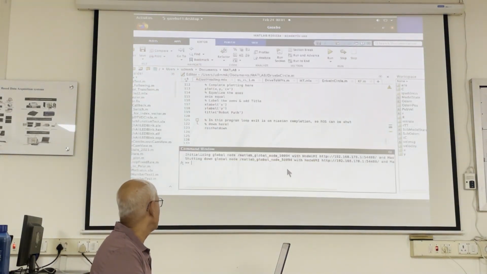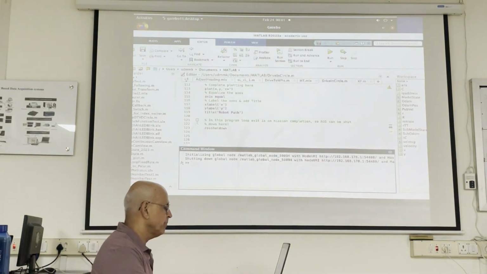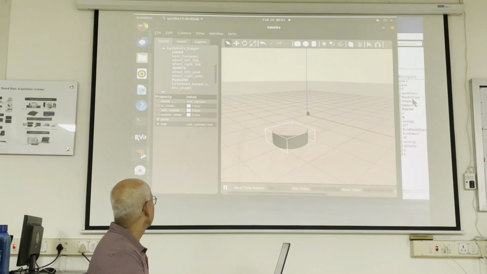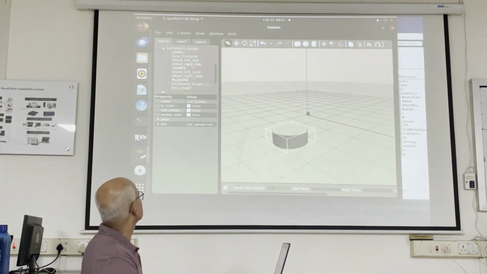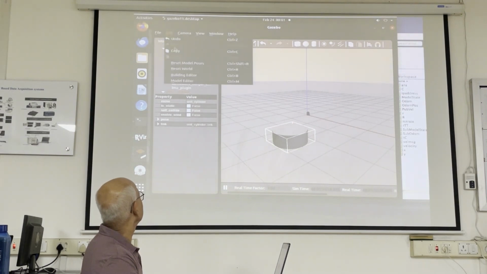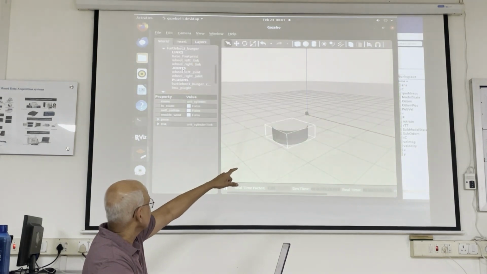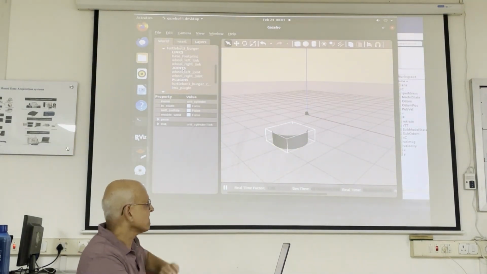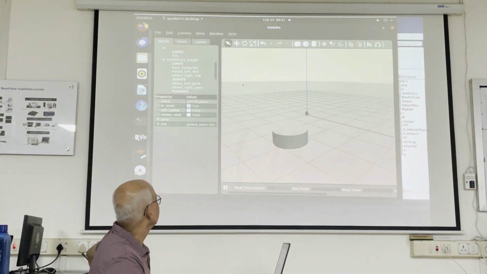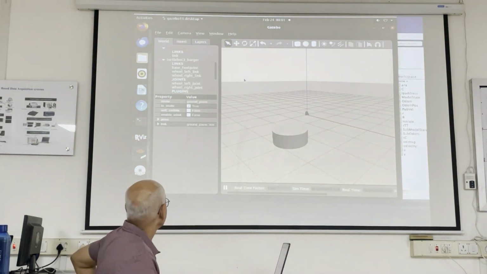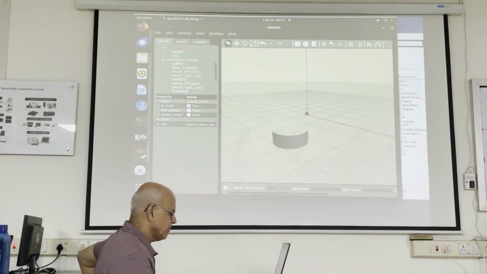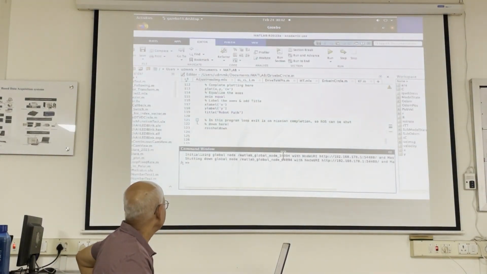Let me run it again. Now, before running it again, because I don't have that cancellation part of the program, I should really reset it. I'll show you how to do that. So over here, reset world, and if you watch it, the robot will just snap back into place. Okay, let's run it one more time before we get out. So I need to go to my MATLAB environment and then run it again.